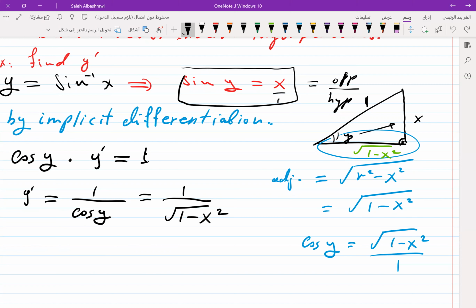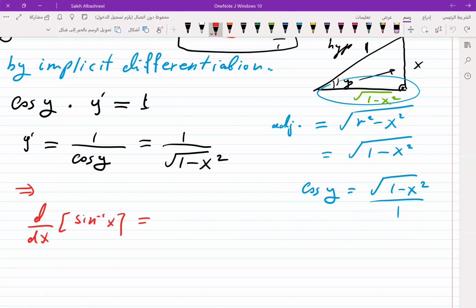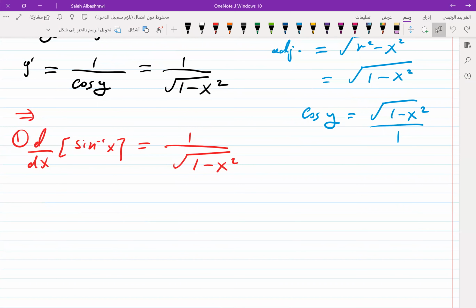So this will be the derivative of sine inverse: y prime equal to 1 over the square root of 1 minus x squared. Then we can say the derivative with respect to x of sine inverse x is equal to 1 over the square root of 1 minus x squared. So this is the first derivative of the inverse trigonometric functions. We can apply the same thing to the other inverse trigonometric functions. This is the first one, the derivative of sine inverse.